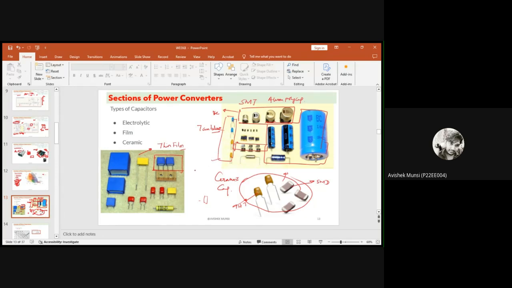And for high frequency purposes, in case of wireless and all, we use thin film type of capacitor, because an electrolytic capacitor doesn't work over there. It can burst and damage your circuit. It can cause fire.